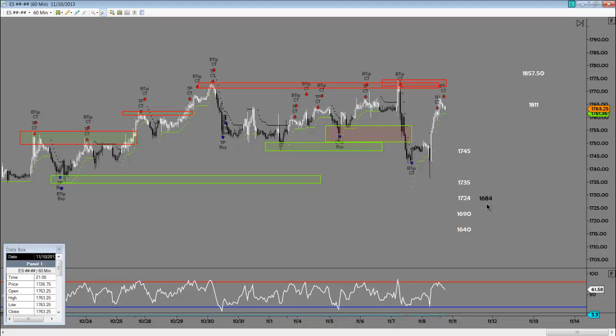Now I've got 1684 here in black as a trigger point, because if we close below 1684, that's going to put a lot more pressure on the bulls to sustain the recent rally, and we're very likely to be moving down further than just making a quick pop there at 1684. So something to watch if we happen to get down there.